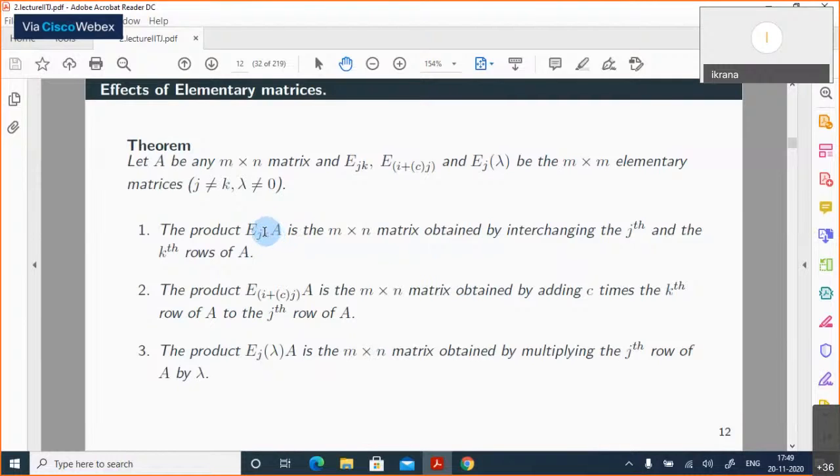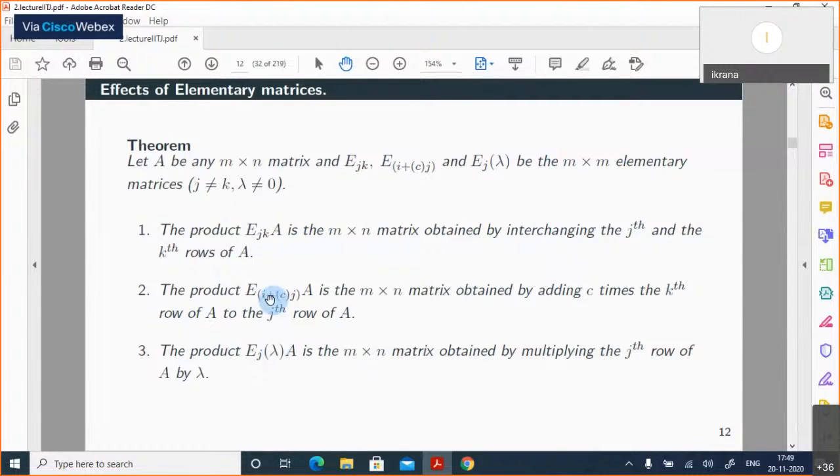What is E_jk? This is a matrix obtained from the identity matrix by interchanging the jth row with the kth row. If you look at this product, it is the same as A, except that the jth row of A and the kth row of A are interchanged. So what we are saying is that pre-multiplying by this elementary matrix does the row operation of interchanging the jth row of A with the kth row of A.